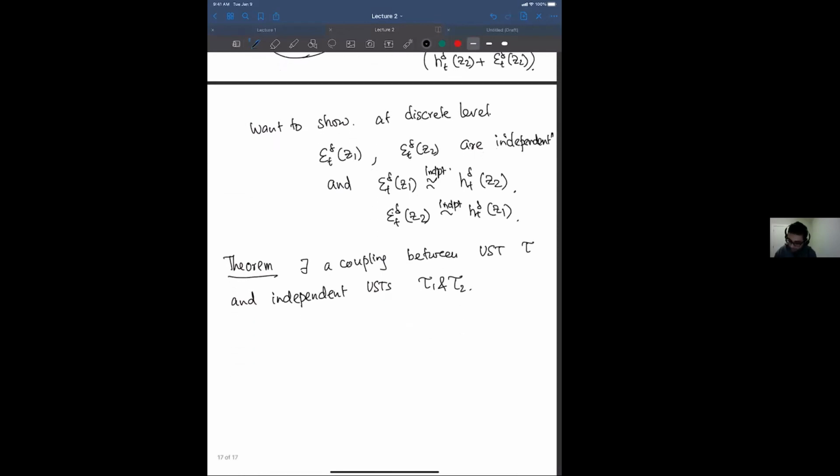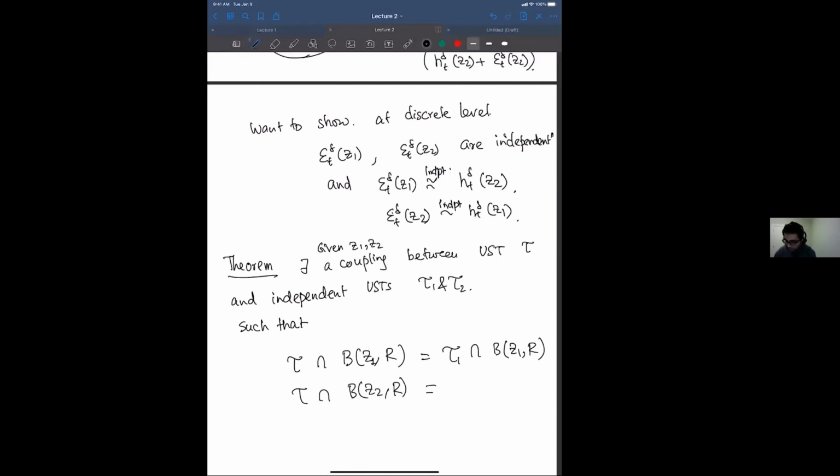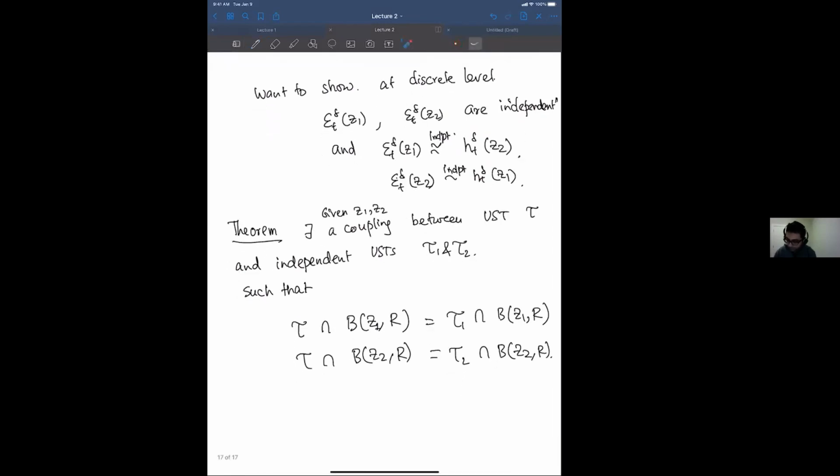such that, given some points Z1 and Z2 around which we want to couple, the portion of T in the ball of radius R around Z1 is the same as the UST T1, and around Z2 the portion of T in the ball of radius R is the same as the UST T2. Okay, so what this means is that we have coupled T around the ball of radius R with T1, and around the ball of radius R of T to be the same as T2.